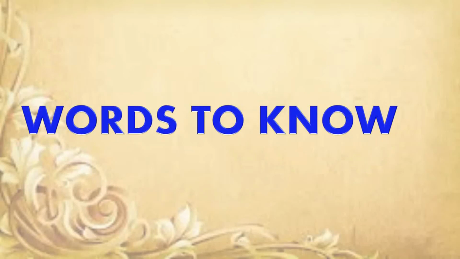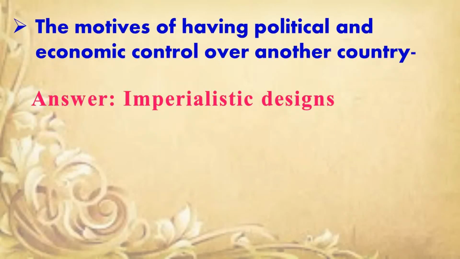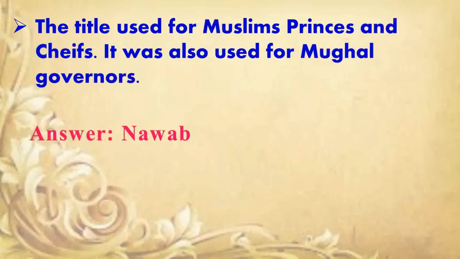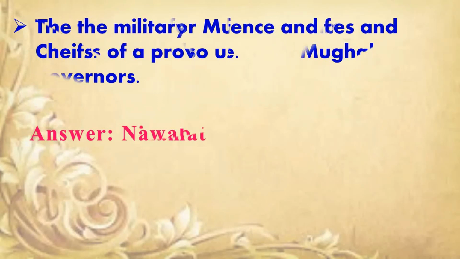Next question. What is the term for the motives of having political and economic control over another country? Answer is imperialistic designs. Next question. The title used for Muslim princes and chiefs. It was also used for Mughal governors. Answer is Nawab.